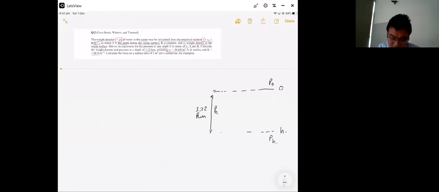For this question, this one is the ocean surface. This one is state 0. And below, 3.22 kilometer, this distance is h. We call it s. And this one is state h. This one is P0, this one is Ps. And you have to find the weight density and the pressure at the depth of 3.22 kilometer.